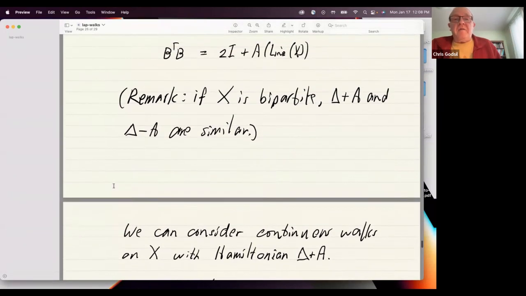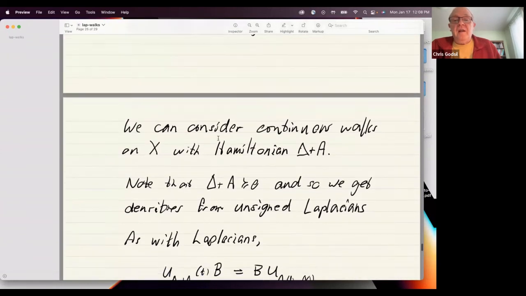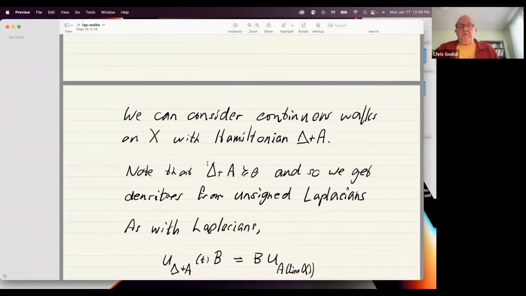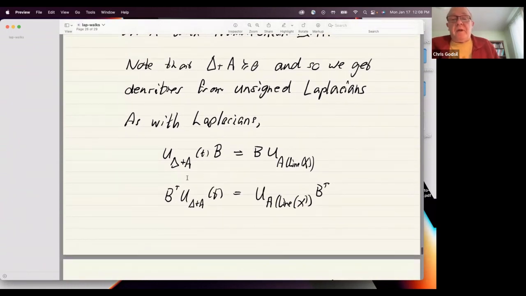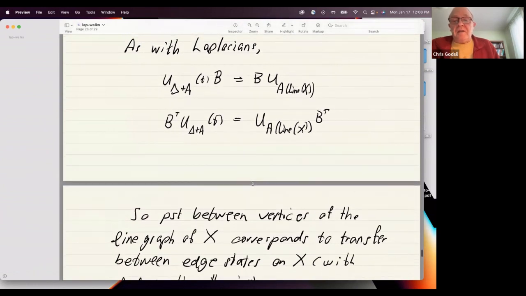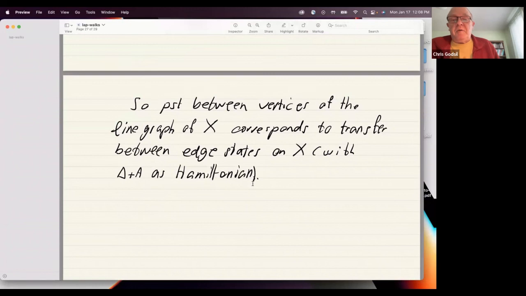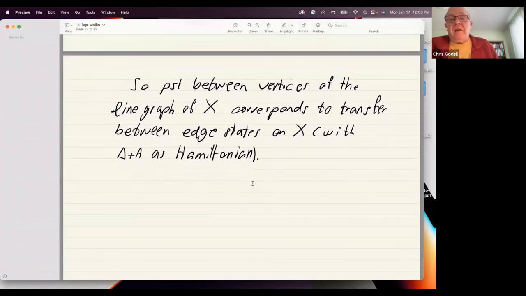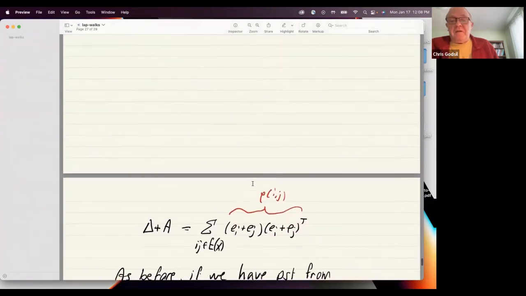The other remark is, again, since this is of the form BB transpose, this is positive semi-definite, as is this. And so we can use scaled unsigned Laplacians to give us density matrices, and we get the same type of equations we had before, with U(t) for delta plus A and U(t) for the adjacency matrix of the line graph. So we get the same equations. And in this case, you discover, which is not too surprising, that PST between vertices of the line graph corresponds to PST between edge states on the underlying graph. And I'm doing all this for what is essentially something close to a bad pun.